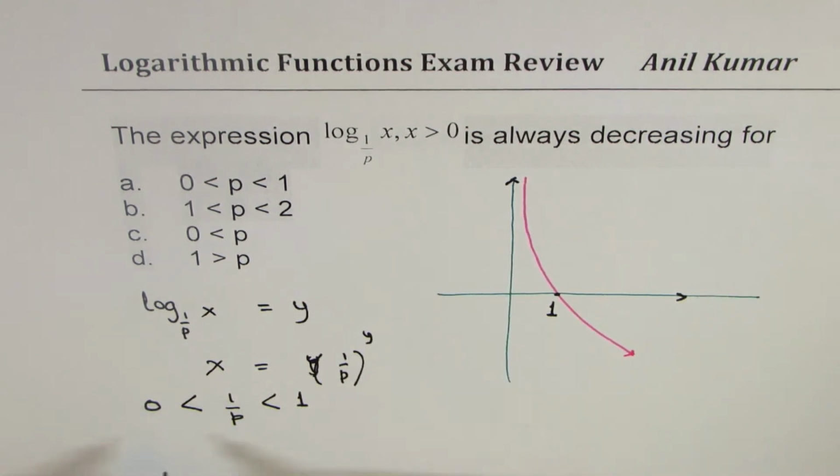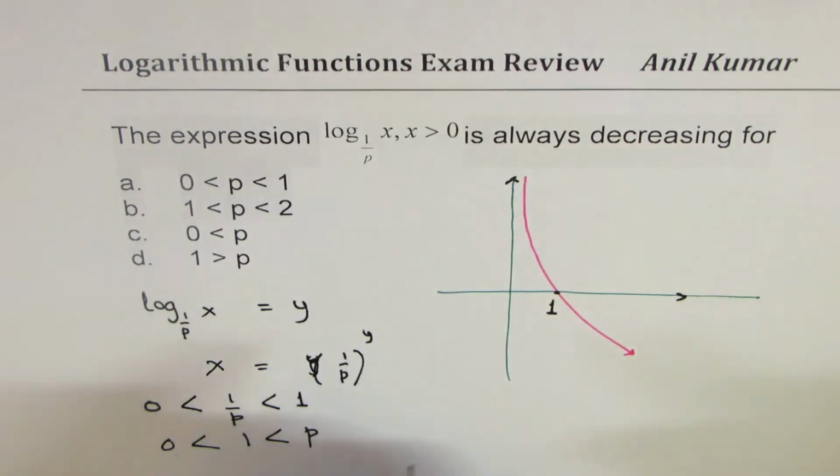So if I multiply by p, what do I get? I get 0, 1, and then I get p. So that clearly indicates that for this given value, 1 is always greater than 0, perfect. So p has to be greater than 1. We can multiply by p since we know that p is positive. So in any log, in this case, since p is always greater than 0, you can always multiply and get this. So we get a result as p greater than 1.